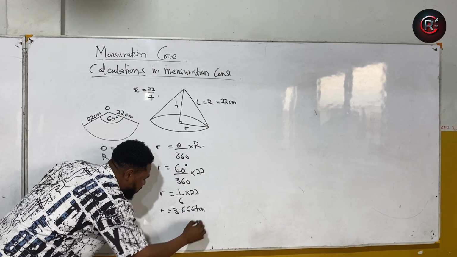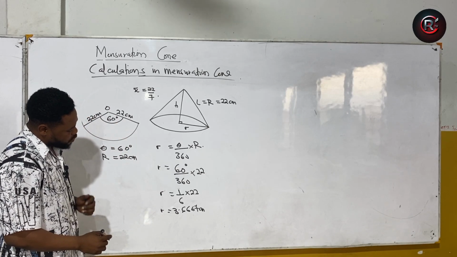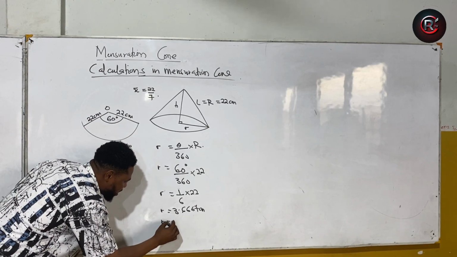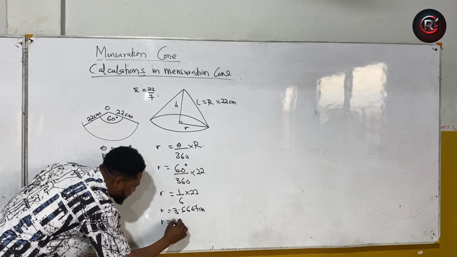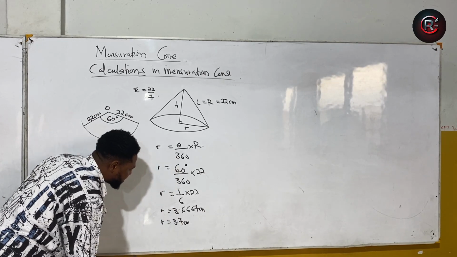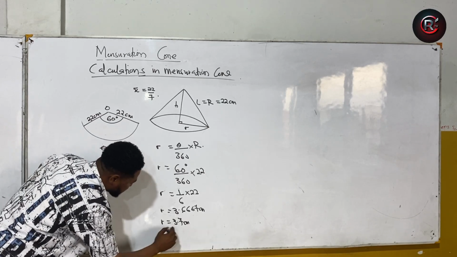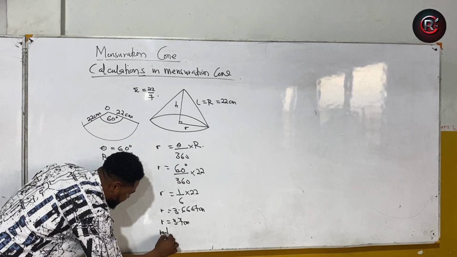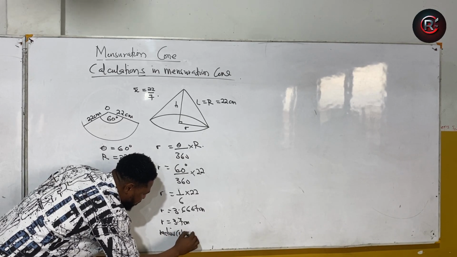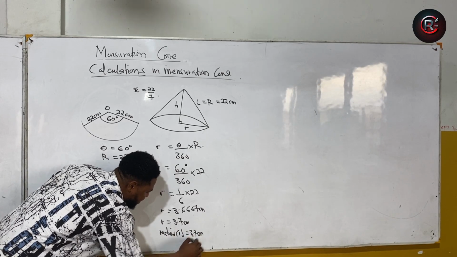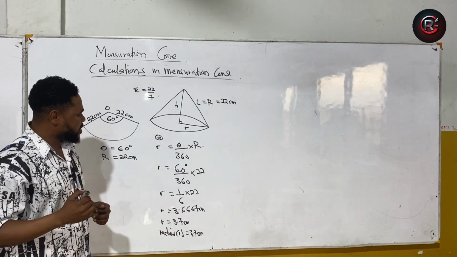That gives 3.6667 to 4 decimal places. But we have been asked to leave our answer in 1 decimal place. So the base radius of the cone will be 3.7 centimeters. Therefore, we can conclude that the base radius of the cone is equal to 3.7 centimeters to 1 decimal place. So this answers our first question.